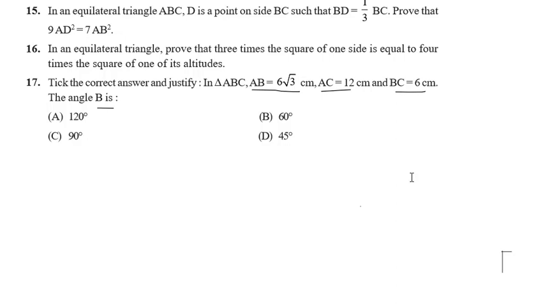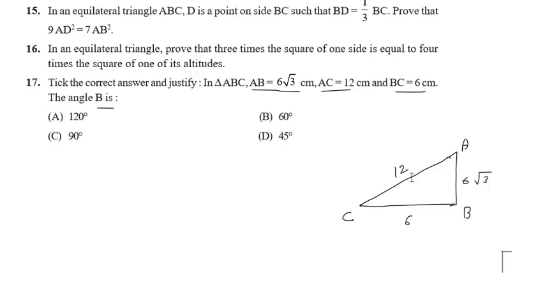So if you remember, we have a triangle of 30 degree, 60 degree, 90 degree. So this is triangle A, B, C. AC is given 12. So this is C and this is B. AC is 12, BC is 6 and AB is 6 root 3. Now we have to take the correct answer and justify. We have to find what is the angle B.